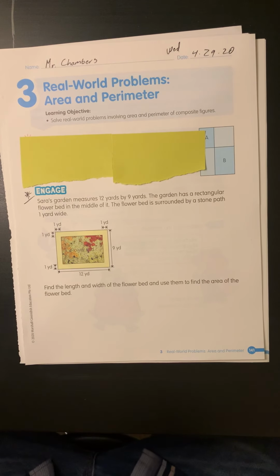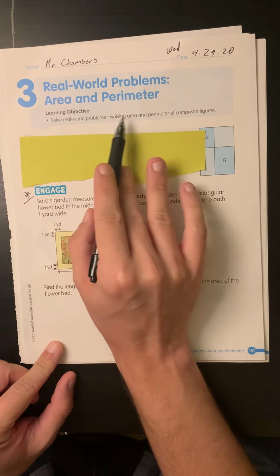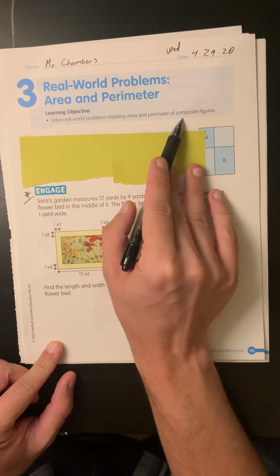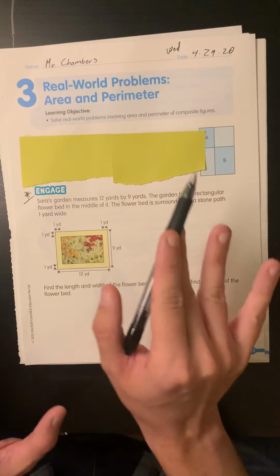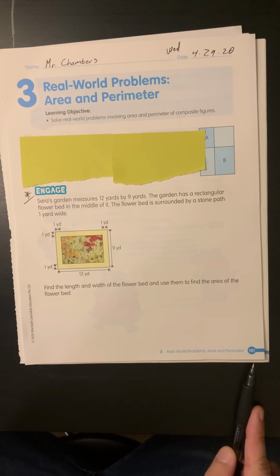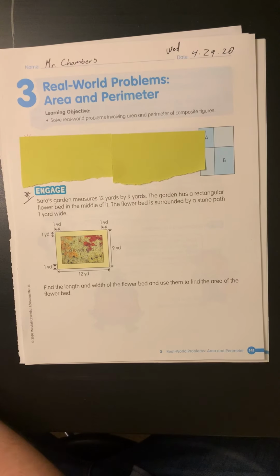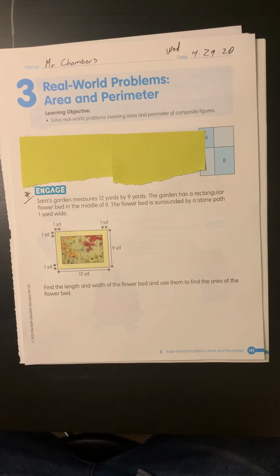Today we are looking at chapter 6.3, Real World Problems Involving Area and Perimeter. Our learning objective for today is that we are going to solve real world problems involving area and perimeter of composite figures. These can be found in your math workbooks. I'm on page 141 to start, and I'll tell you what page I'm working on so you can follow along.